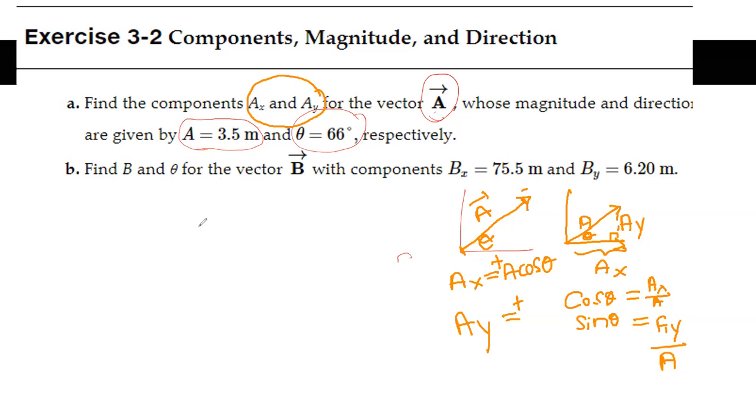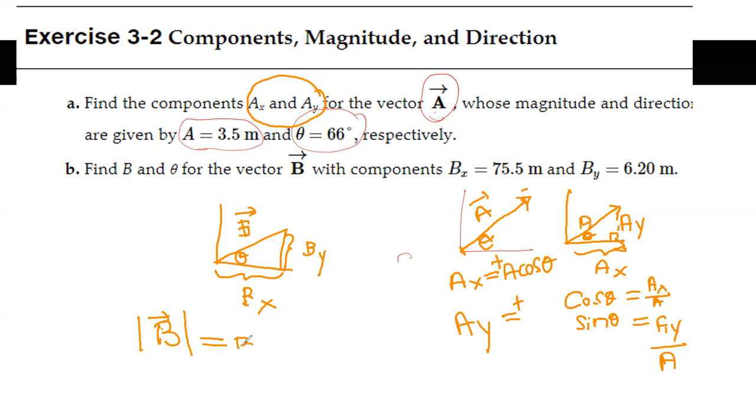Part 2. Find B and theta for the vector B with components. That's another way. Now you have a vector and both components are positive. That means I know this vector is somewhere here, B. Remember that it's in the first quadrant because both are positive. And now this length is given, BX. I know BX, I know BY. An angle is not given, it's asking me to find the B. So that means it's asking me to figure out the magnitude of B here and the theta.